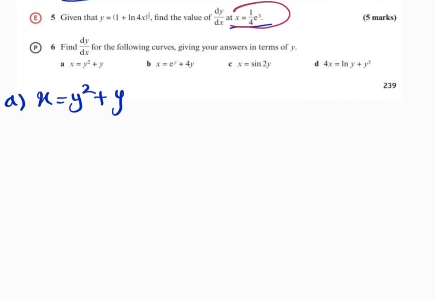Right. So now we want to differentiate this implicitly, and x differentiates to 1 because we are differentiating each term with respect to x. So basically the derivative of x with respect to x is 1 as usual, but the derivative of y squared with respect to x is equal to 2y dy/dx, and the derivative of y with respect to x is dy/dx.